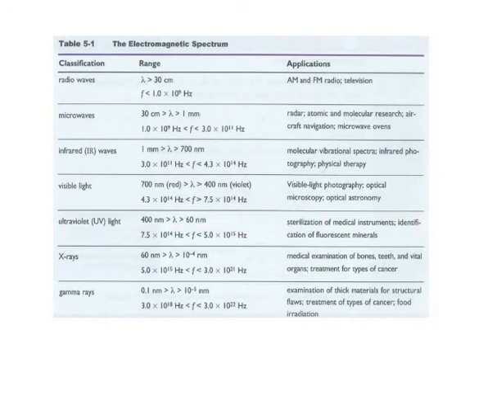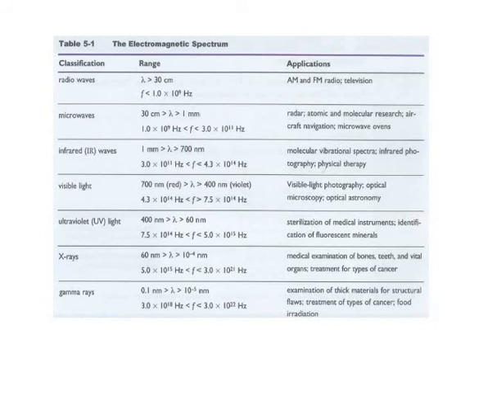So the electromagnetic spectrum starts from radio waves. They are used in radios and television, or AM and FM radio, television. Microwaves are used in radars, atomic and molecular research, aircraft navigation, microwave ovens. One of those applications you have to know, whichever you would like to memorize. Infrared, IR waves: molecular vibrational spectra, infrared photography and physical therapy. Visible light is used in lamps, for example, photography, optical microscopy and optical astronomy.